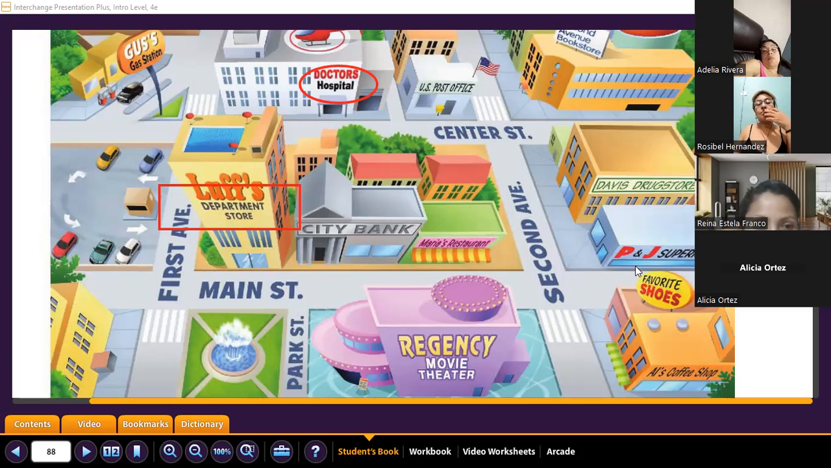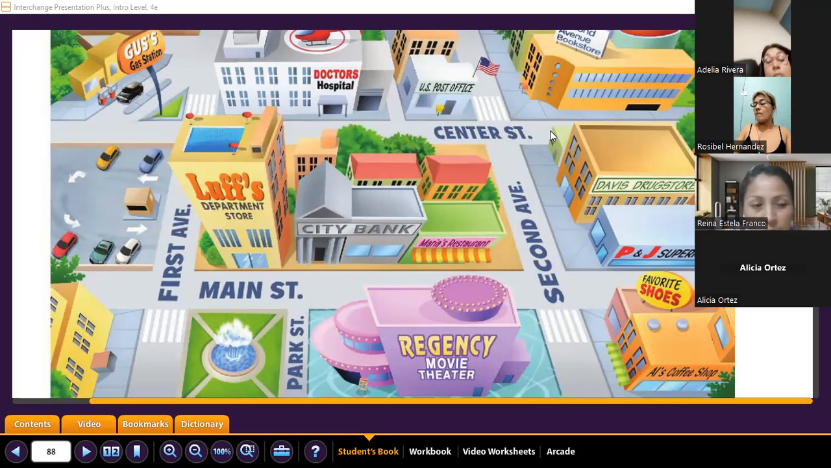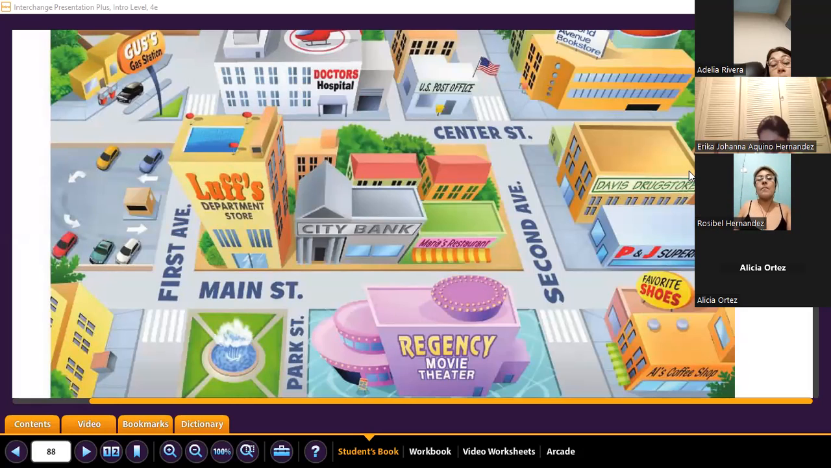Okay. Very good. Now, Stella, please. Where is the bookstore? The bookstore is in the corner Center Street. On the corner of Center Street? In front of the post office. Okay, wait. When you say on the corner, you have to mention two, right? Necesito que mencione dos. On the corner of Center Street and? Second Avenue. It's across from? The post office. It's across from the post office. Very good. Thank you.